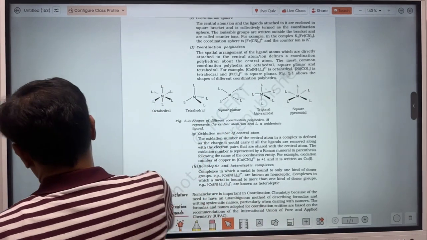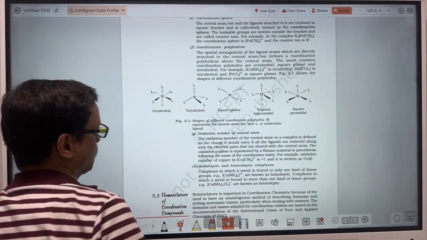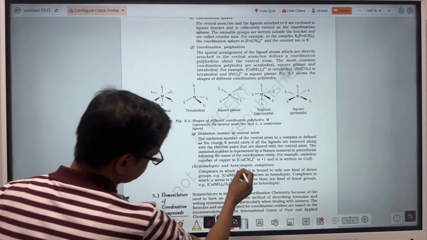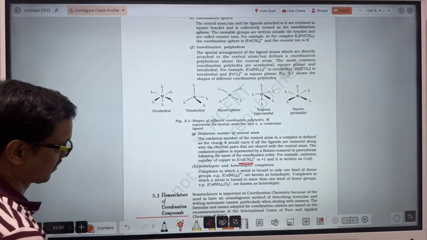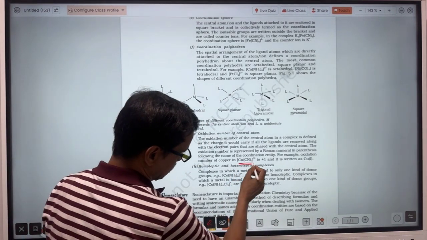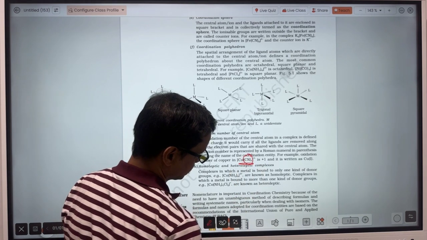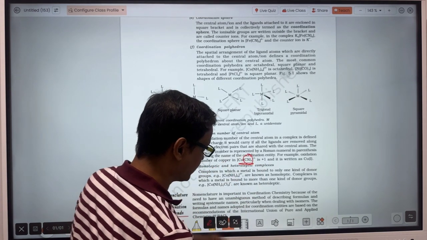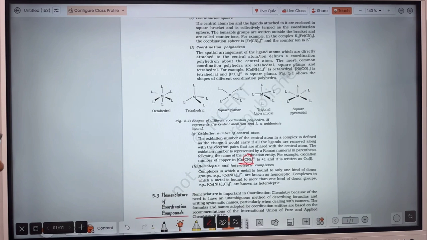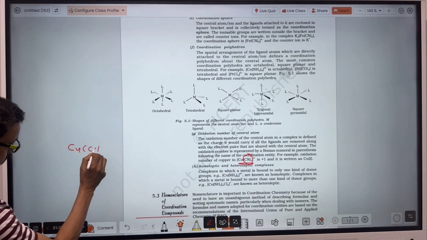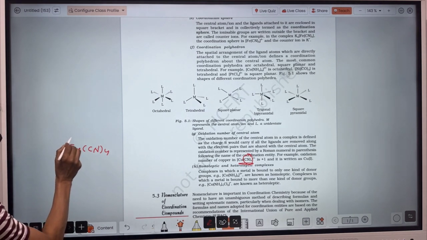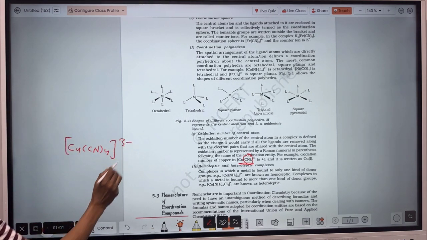Next, oxidation number of central atom, keep this point in mind carefully. Oxidation number, what is that? This one is very important. Let's suppose in this molecule, if we remove all the ligands from here, then how much charge will appear on the central atom? That is called the oxidation number of the central atom. Here 3 minus is the charge. Suppose you remove 4 CN minus from there.